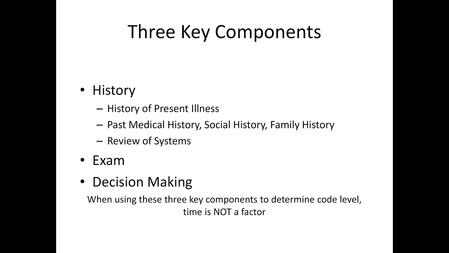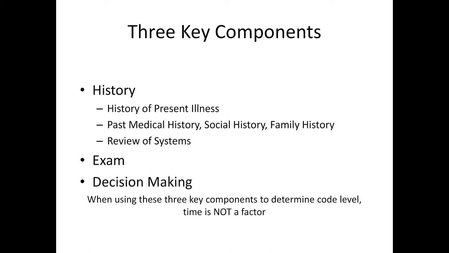If you look at the established codes, you see in parentheses 2 out of 3, which means you need to have met the thresholds for 2 out of the 3 key elements. So you can have history and exam without the decision making, or history and decision making without having met the exam threshold if they're established. So new or initial, you need all three straight across the whole thing. If they are established, you only need 2 out of the 3.